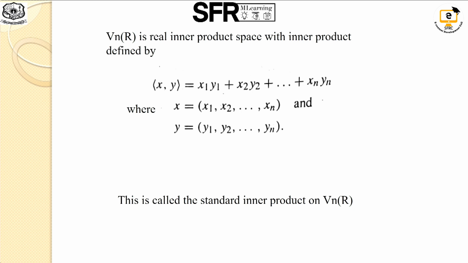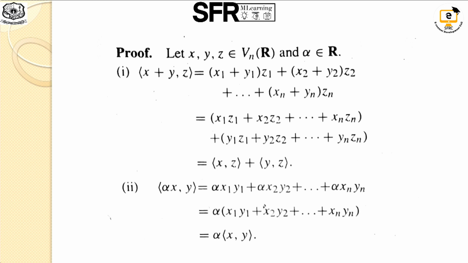First of all, on Vn of R, define the inner product of x comma y as x1 y1 plus x2 y2 up to xn yn, where x and y are n-tuples whose elements are real numbers. This is called the standard inner product on Vn of R. To show that this is an inner product, we have to verify all four axioms we set above.